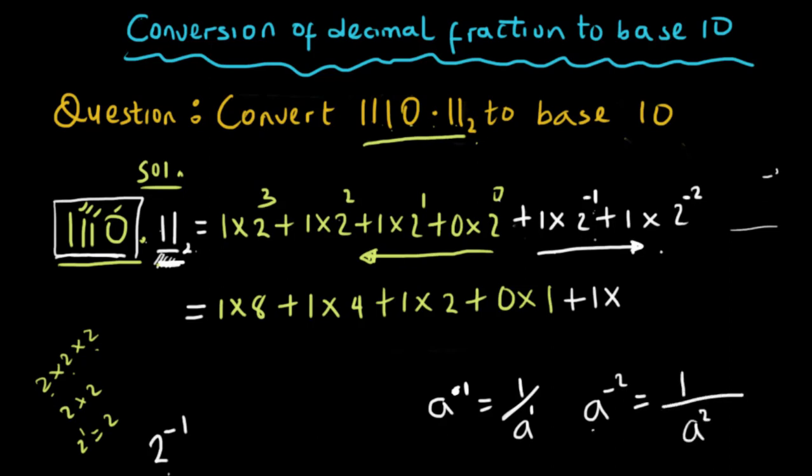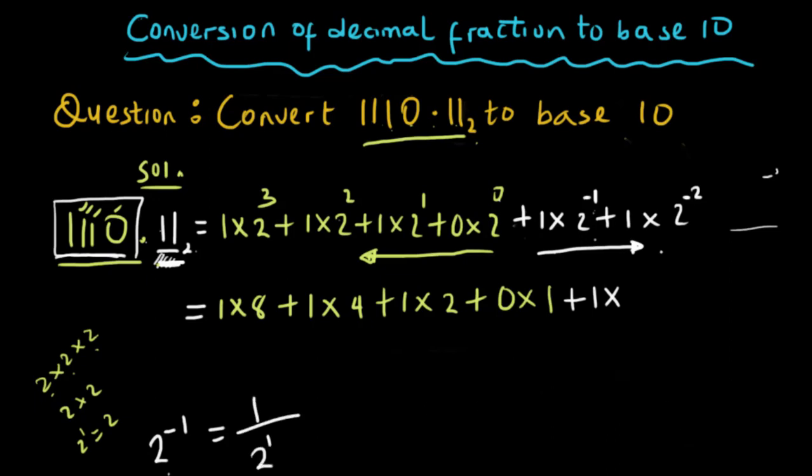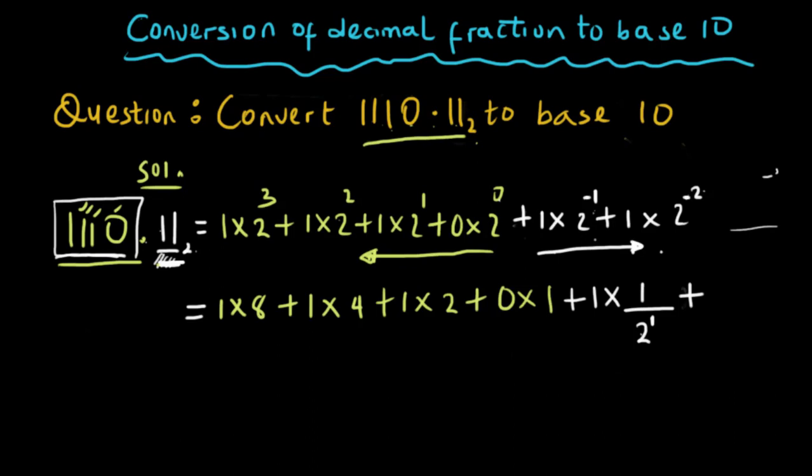Does this make sense? So if I have 2 raised to power minus 1, it will be the same thing as 1 over 2 raised to power 1. We have 1 times 2 raised to power minus 2, which is 1 all over 2 raised to power 2. Remember, the minus at the index turns to 1 all over. Do you understand? So let's do this.